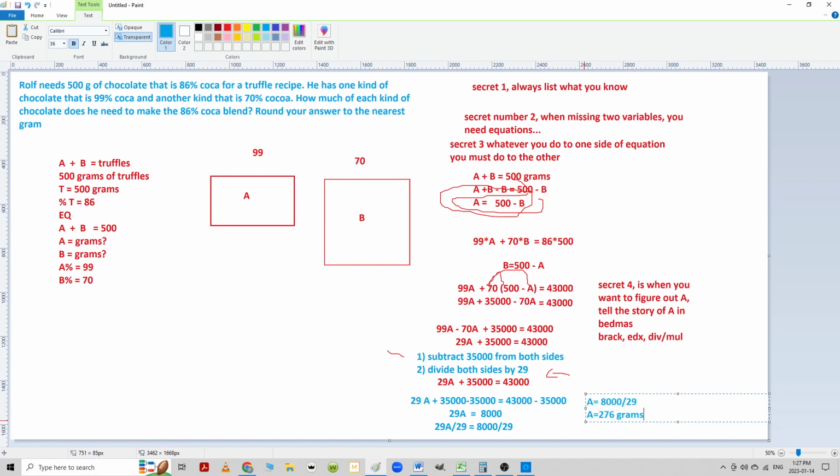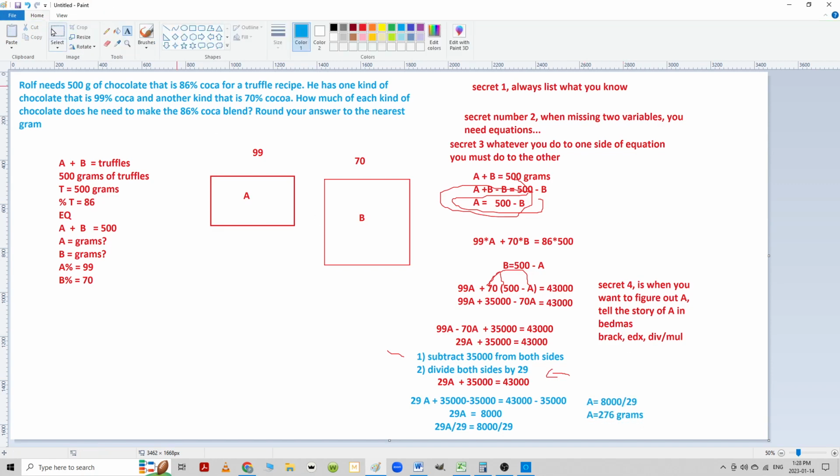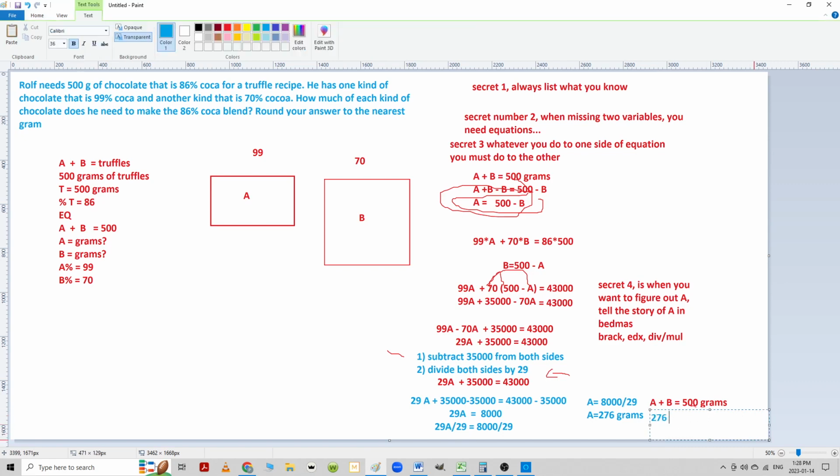You might say, do I have to go through that for B? No, you can use one of your simpler equations right up here. Well, if A plus B is equal to 500 grams, we know that 276 plus B is equal to 500 grams. We just subtract 276 from both sides. It's clear that these cancel on the left. And we can see that B is going to be 234 grams.